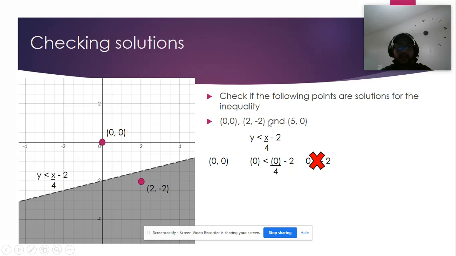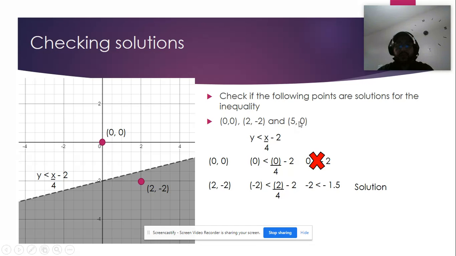What about the second point, 2 comma negative 2? We're going to substitute the y value with negative 2 and the x value with 2. And then we're going to end up with negative 2 less than negative 1.5. This is true. If this is true, that means it will be a solution.